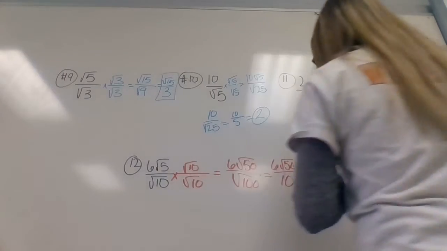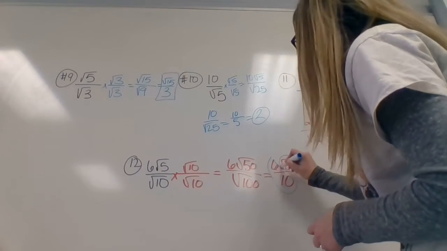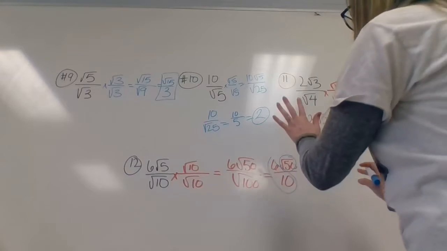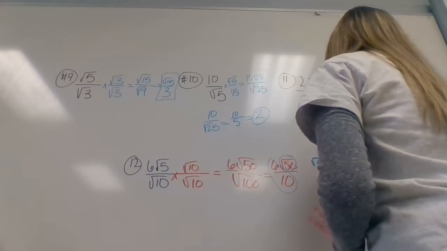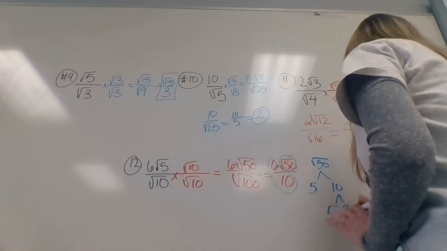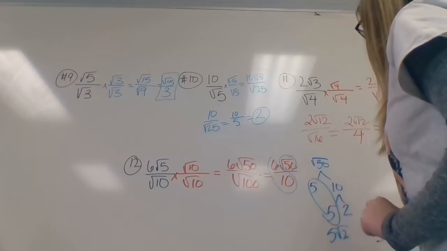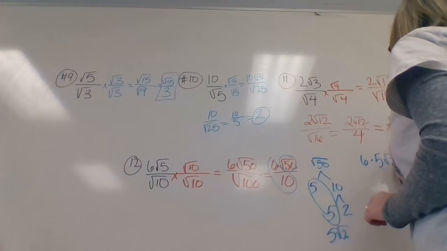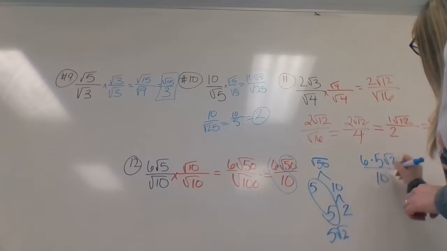I have 2 things that I can continue to simplify here. I have this 6 and 10, and I also have this root 50. This one's a pretty tricky one, so there's a lot of steps to it. I'm going to start with this root 50, though, and break it down. So root 50 breaks down to 5 and 10, 5 and 2. So I'm left with 5 root 2. So I'm left with 6 times 5 root 2 on top, root 2, divided by 10.